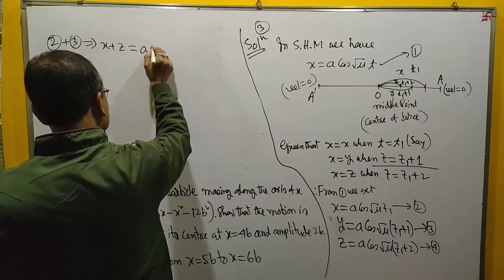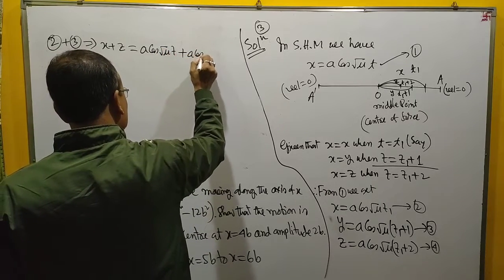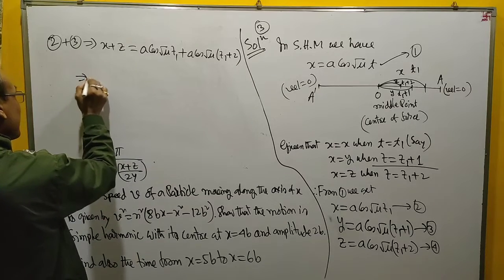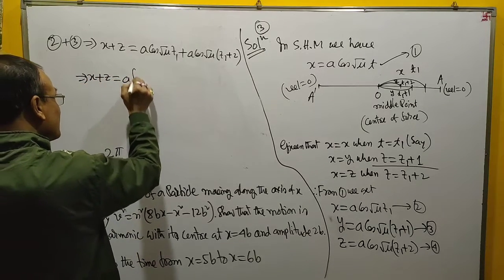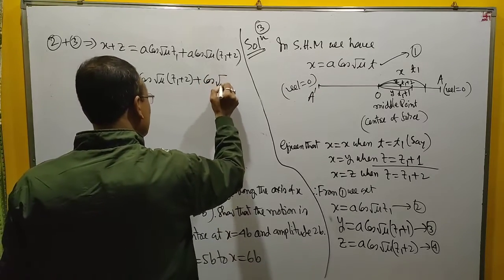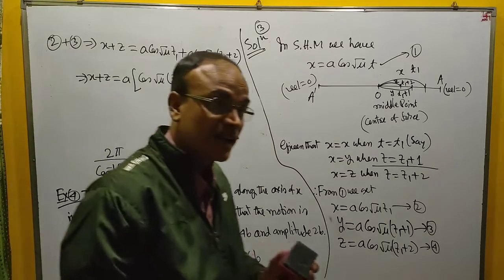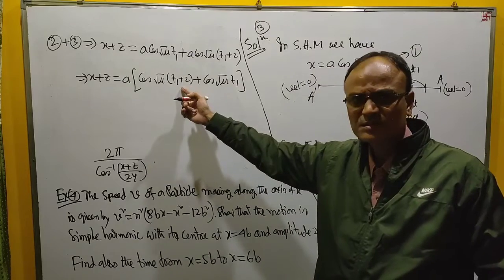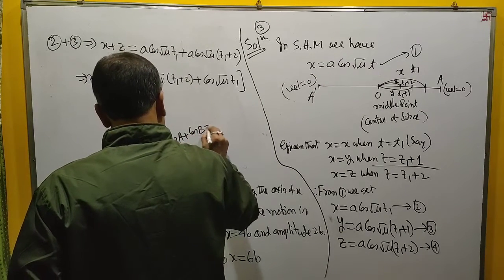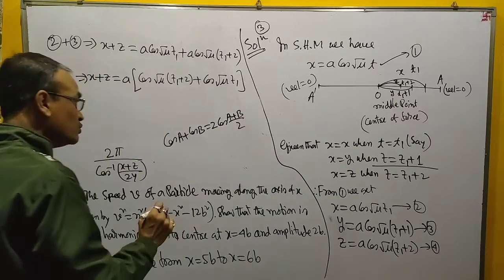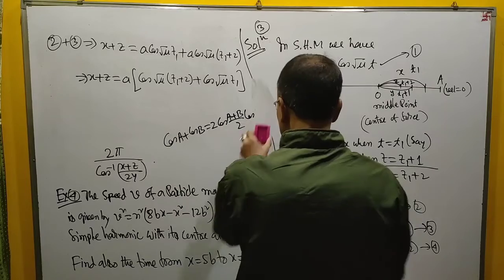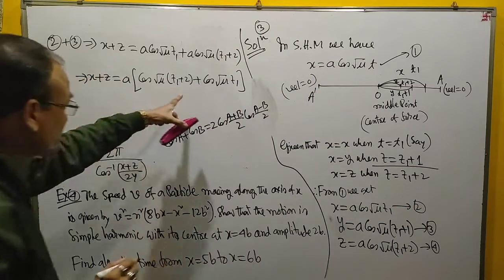Adding 2 and 3, x plus z equal to a cos root mu t1 plus 2. This means x plus z equal to a cos root mu t1 plus 2 plus cos root mu t1. Now, just the class 11 trigonometrical formula. What is this? Cos A plus cos B is equal to 2 cos of A plus B by 2 into cos of A minus B by 2. Now apply this formula here.